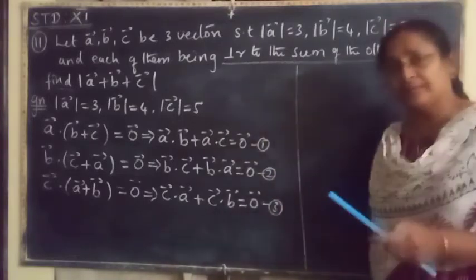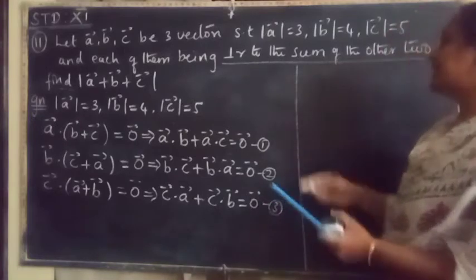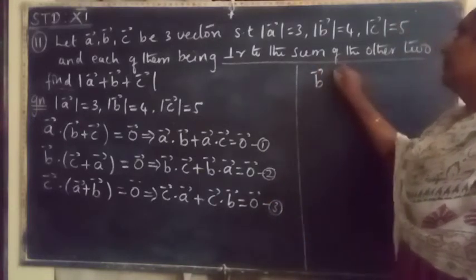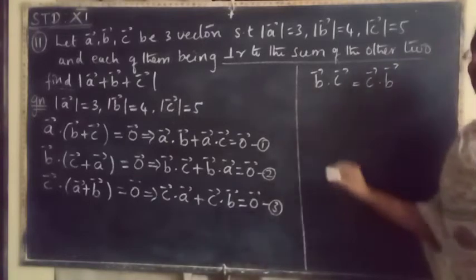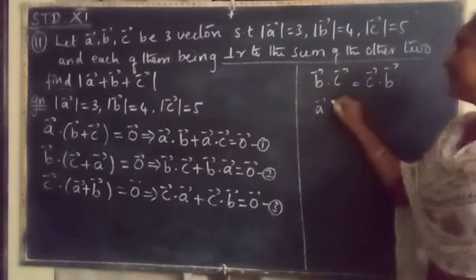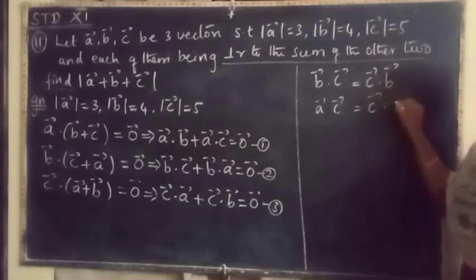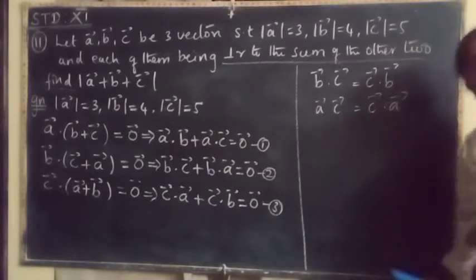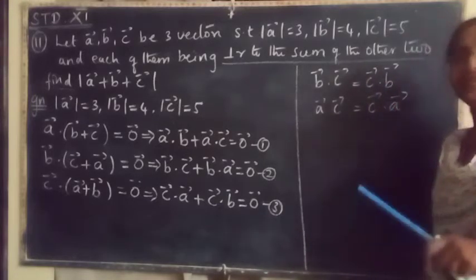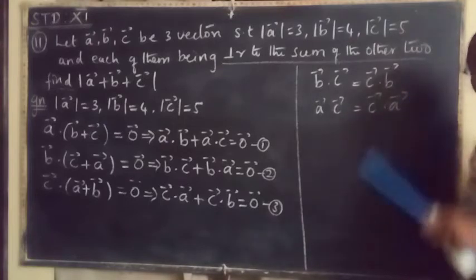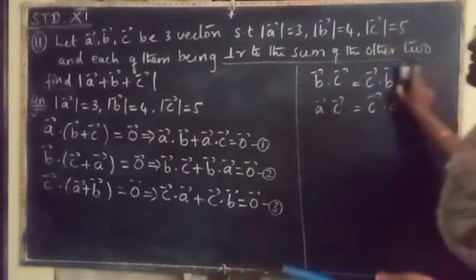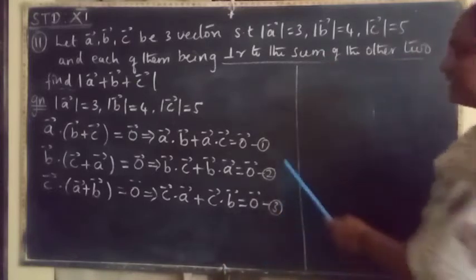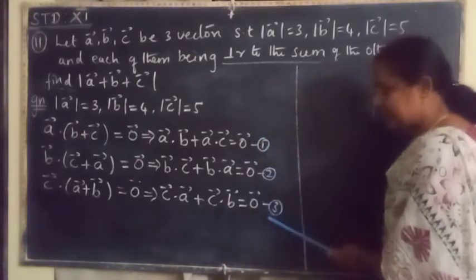Not only A dot B, B dot C will be equal to C dot B. Did you understand? A dot C is also equal to C dot A. Whatever may be the product of two vectors, the scalar product, that is dot product, they are commutative. Is it clear? Okay. So now I am going to add the first, second and third equation.